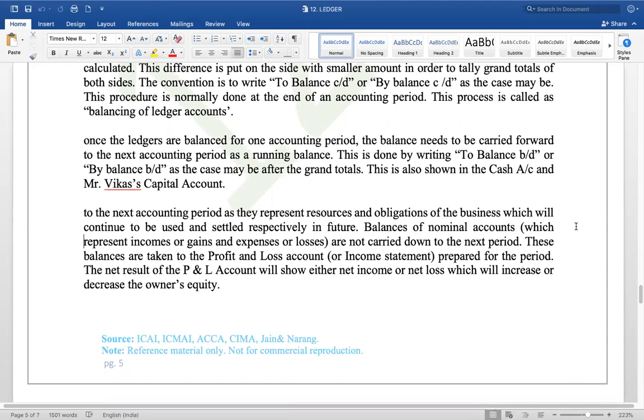You will be matching the expenses against the incomes, and thereby you get either profit or loss. If expenses are more than the income, it's loss. If income is more than the expenses, it is profit. Okay, to make out profit or loss, you're matching. What is that you're matching? Income and expenses, right? So for that purpose, we do not carry forward to the next accounting period.